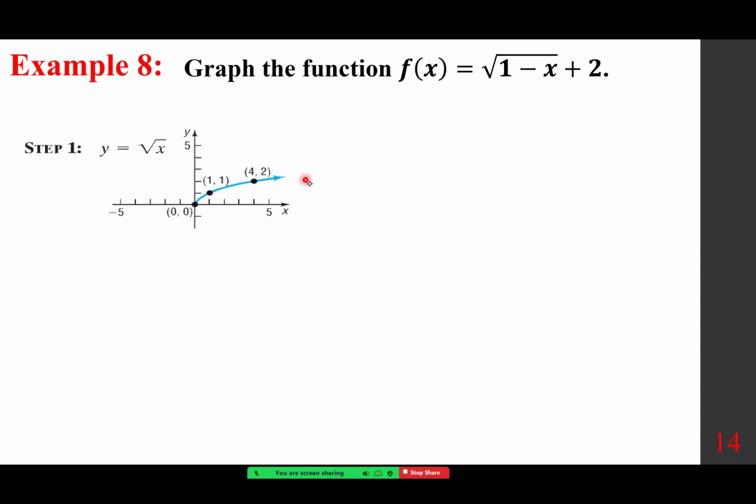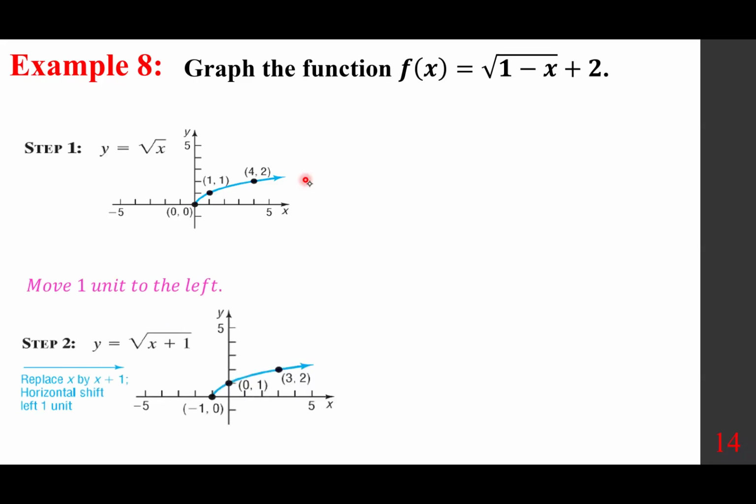We can start by moving it to the left by 1 unit. So we're going to replace x by x plus 1. And when we move it to the left, for example, 0, 0 becomes -1, 0, and 1, 1 becomes 0, 1, fairly easy.